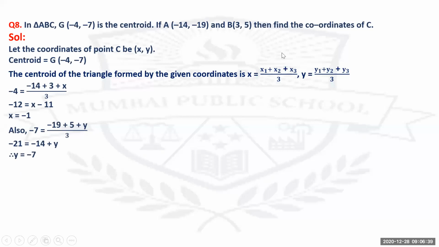So therefore, what are the coordinates of point C? Coordinates of point C are (-1, -7). Is this understood by all the students? It was very easy. Remove the screenshot of this so that we'll move ahead to the next question.